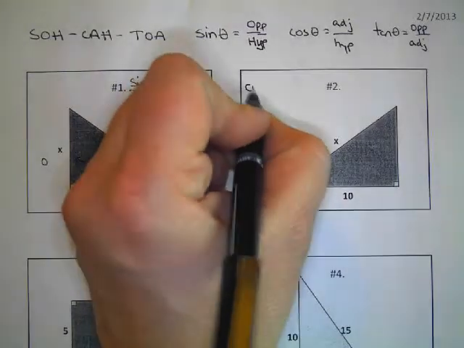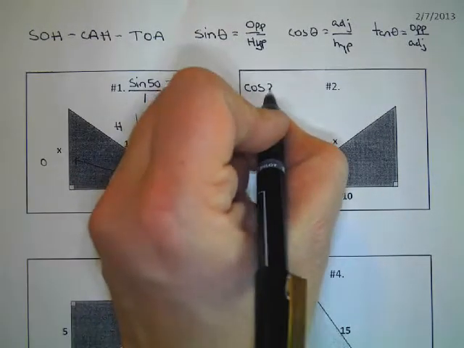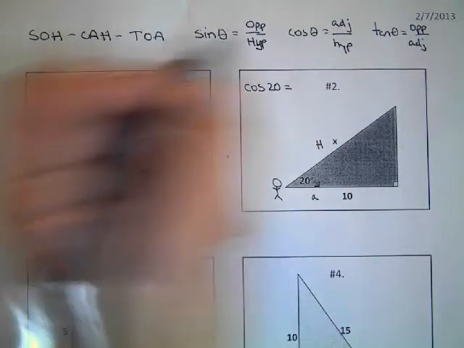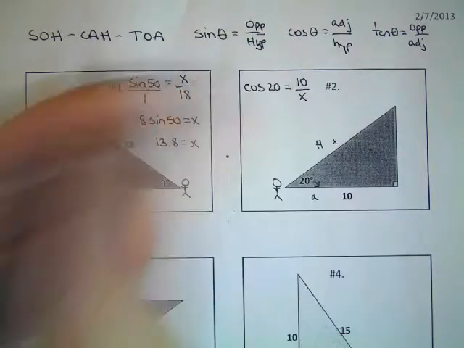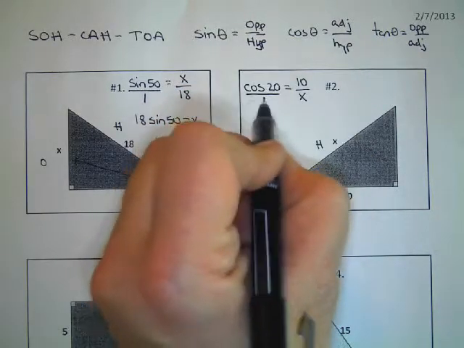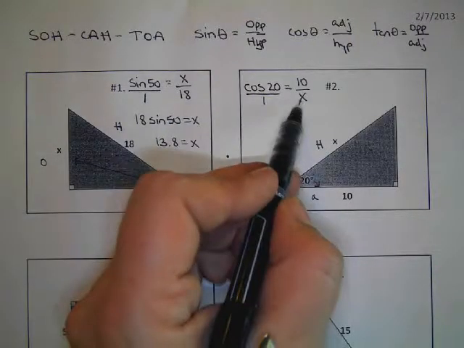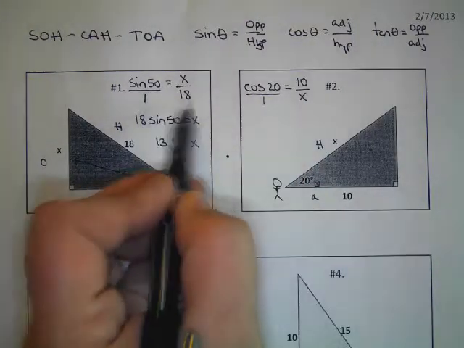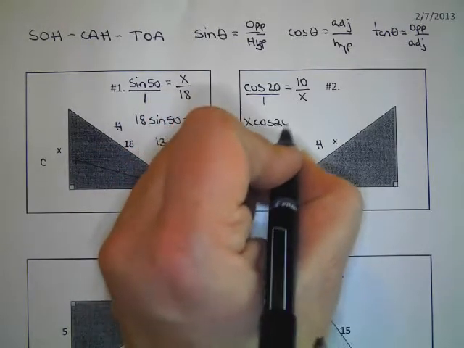Again, the degrees is what goes right next to sine, cosine, tangent. So cosine 20 equals 10 over x. Again, put this over 1 so that you can see you have a proportion to cross multiply. So just like the number 18 in the last example, the x will go in front of the cosine of 20 equals 10.